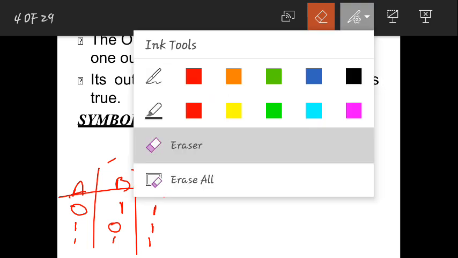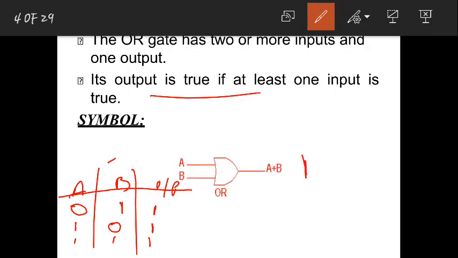Is that fine? Now the other case: there is also another possibility that I can give A is equal to 0 and B is equal to 0. In this case, no input is equal to 1, so my output won't be equal to 1, it will be equal to 0.